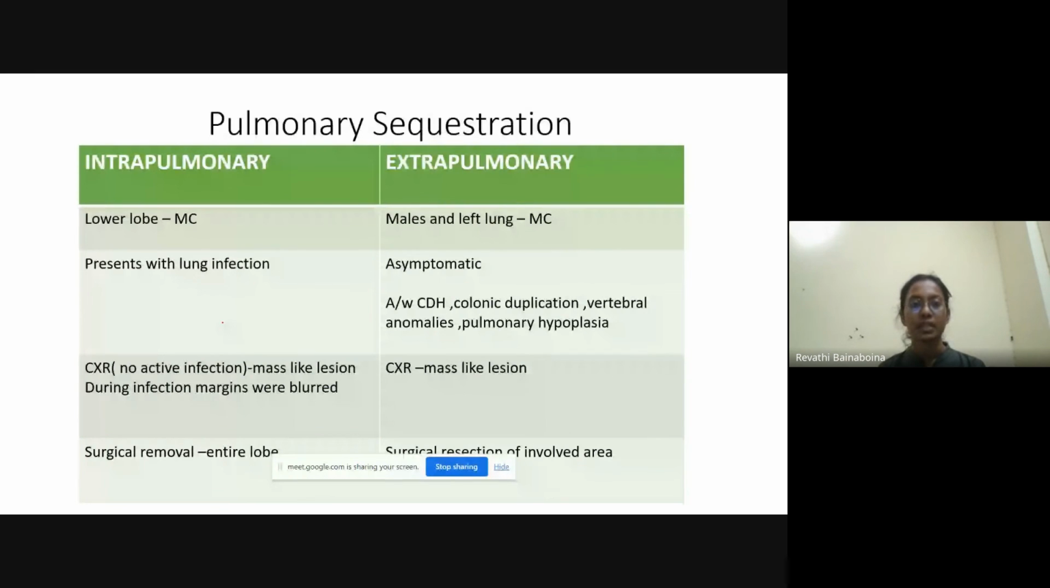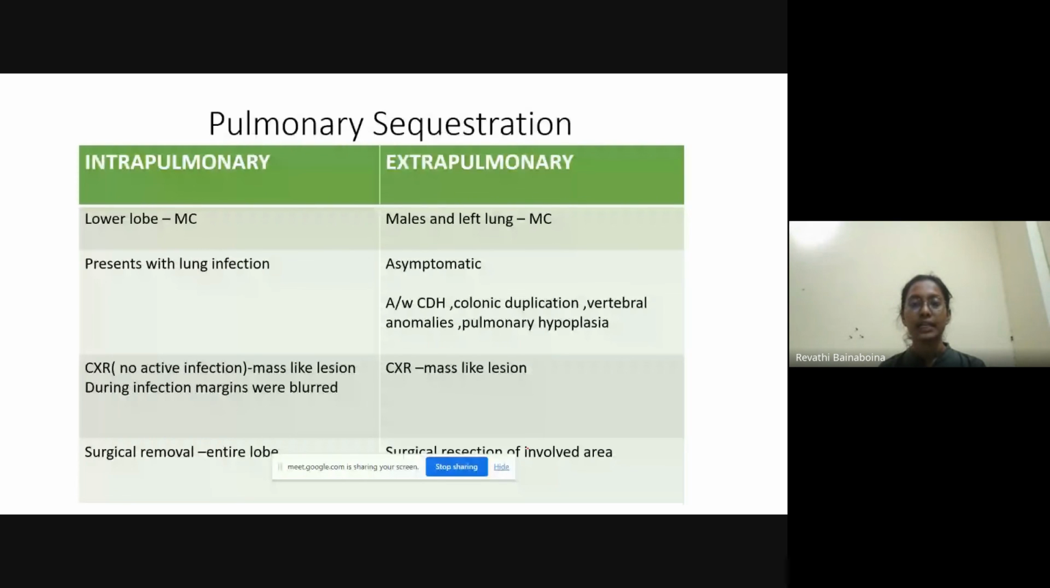In chest X-ray, in both types, there will be a mass-like lesion. Treatment includes surgical removal of the entire lobe in intrapulmonary due to the common sharing of visceral pleura, whereas in extrapulmonary, surgical resection of the involved area can be done. And embolization is done before surgical removal.